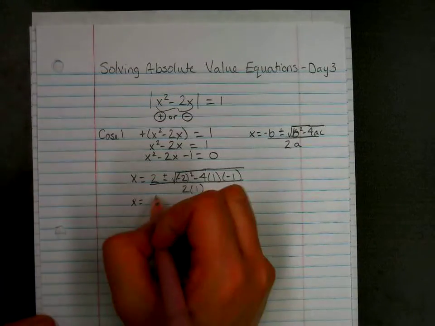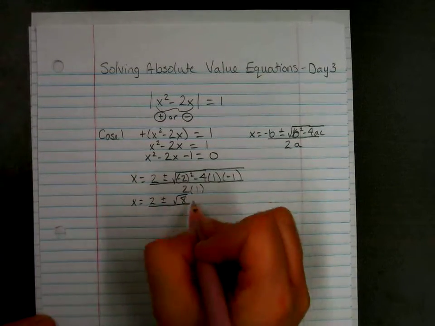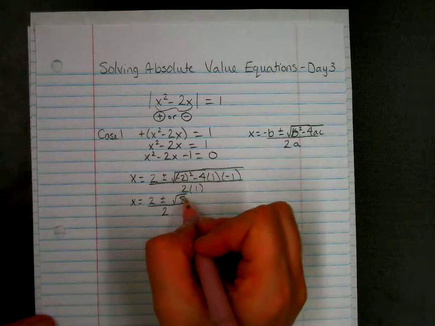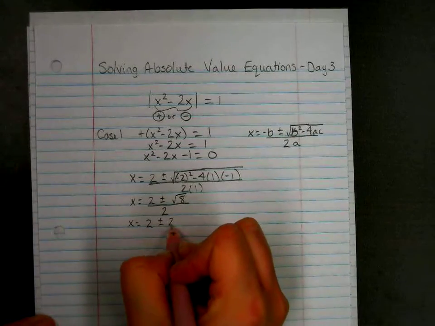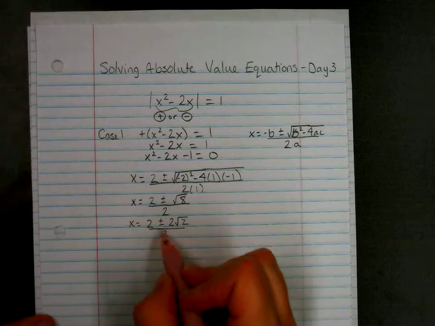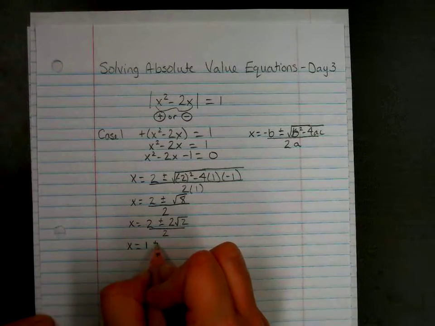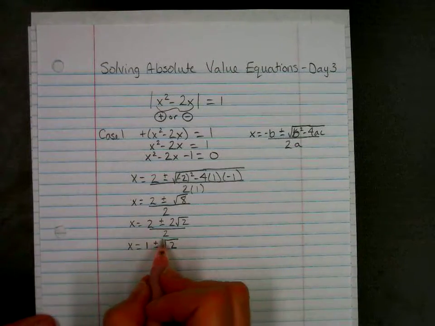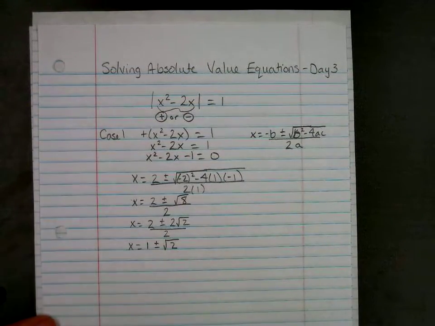Well, when this is all simplified, I end up with a root 8 in my radical. Remember, I need to simplify this radical. And when I simplify this, I end up with 2 plus or minus 2 root 2 all over 2. All of these whole numbers can be divided by 2. So I'm left with just 1 plus or minus root 2. Okay. These are my answers, but now I have to check both of these answers in the original equation.